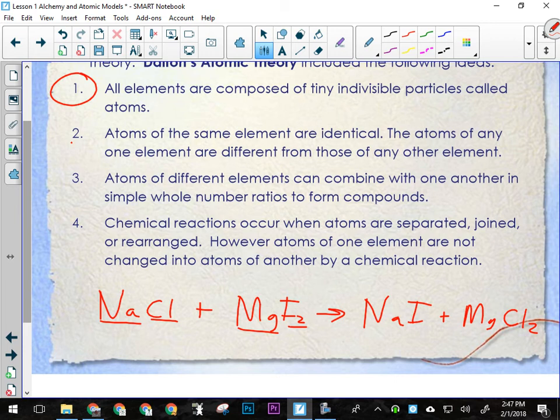All right, second point. Atoms of the same element are identical, and atoms of any one element are different from those of any other. So if I'm looking at, let's say, an atom of lithium, an atom of lithium has 3 protons, 4 neutrons, and it has 3 electrons.